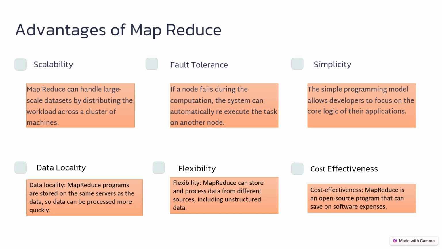Now, data locality. MapReduce programs are stored on the same servers as the data, so data can be processed more quickly. Talking about flexibility, MapReduce can store and process data from different sources, including unstructured data. Now, talking about last but not the least, cost effectiveness. MapReduce is an open source program that can save on software expenses. Since it's open source, it is free of cost. Now, moving on to the next slide.